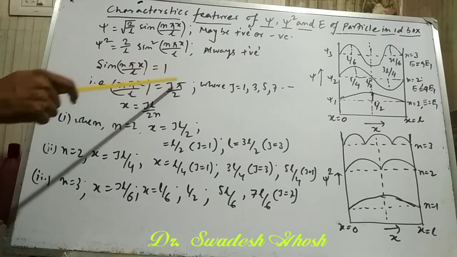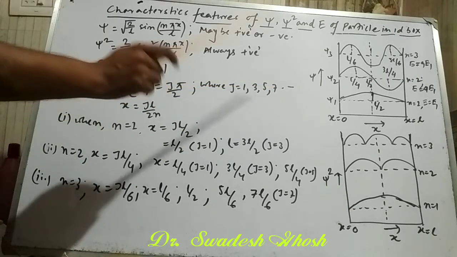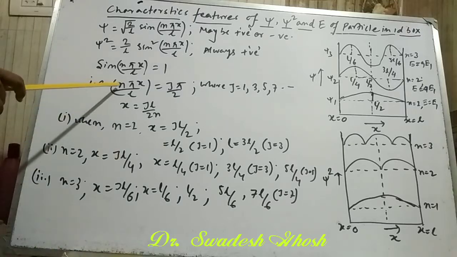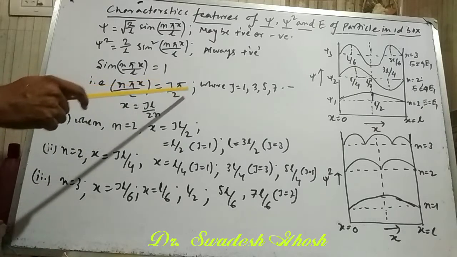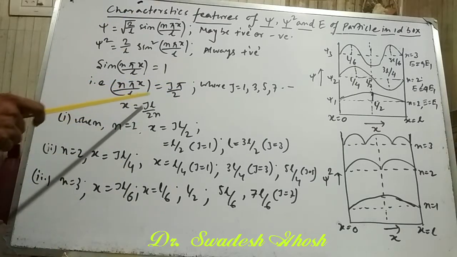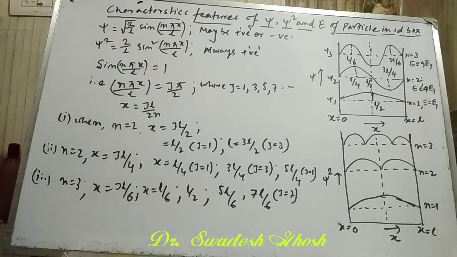That means n pi x by L equals j pi by 2, where j is equal to 1, 3, 5, 7. Now n pi x by L equal to j pi by 2, so x is equal to jL by 2n.